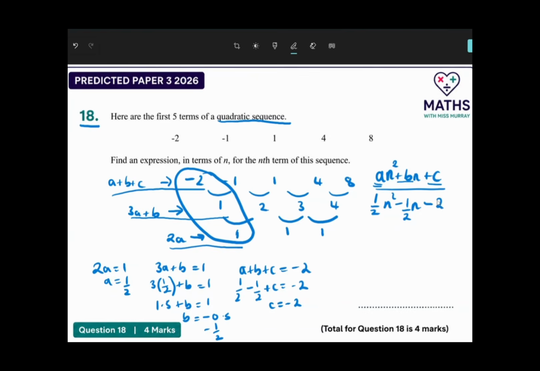And that is it. That is my final answer. So a half n squared minus a half n minus 2. And that is my final answer for 4 marks. So you'd get a mark for finding the second differences, a mark for having this correct, a mark for having this correct, and then a mark for having this correct. So that's where your 4 marks would come from.